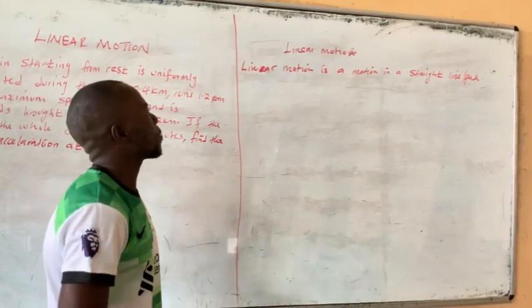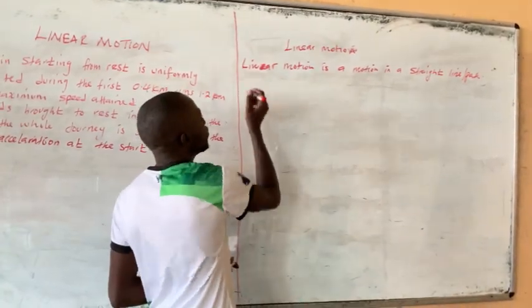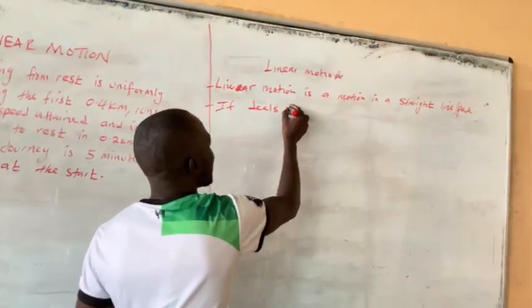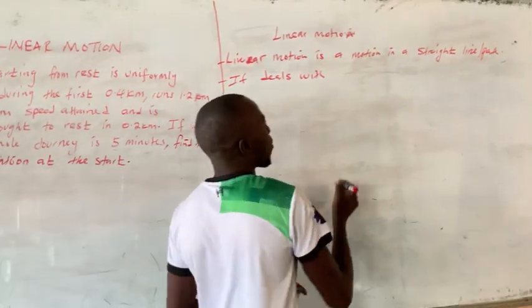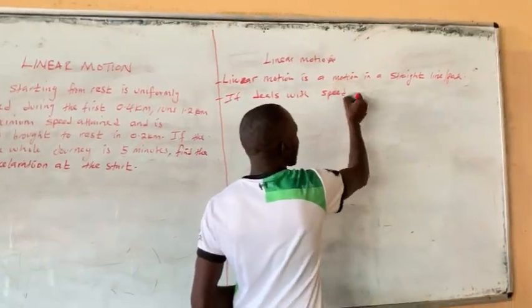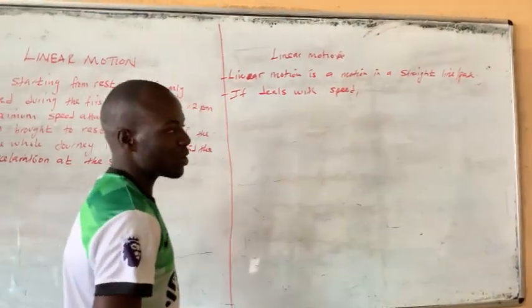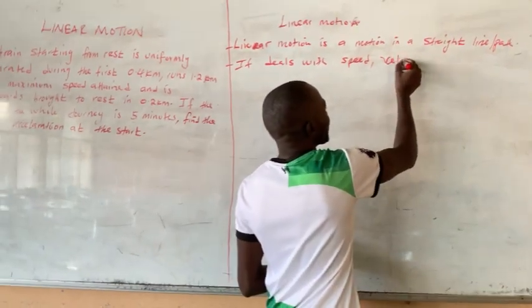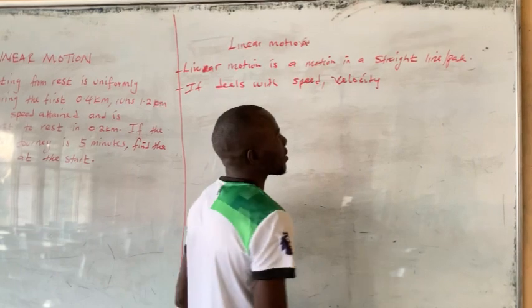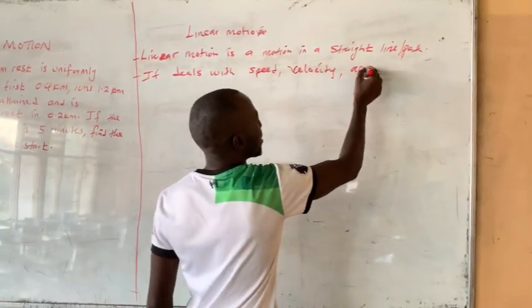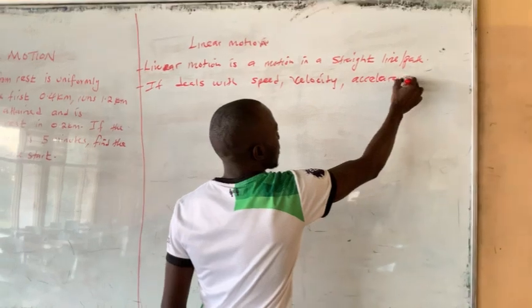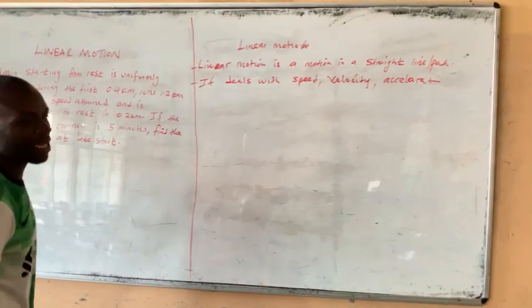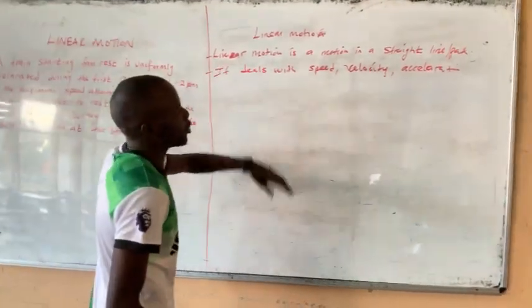Now, what do we need to know? Linear motion deals with speed, because you can measure the speed of something moving in a straight line or path. It also deals with velocity, and it also deals with acceleration. Maybe you can also include displacement and the like. Basically, this is what linear motion deals with.